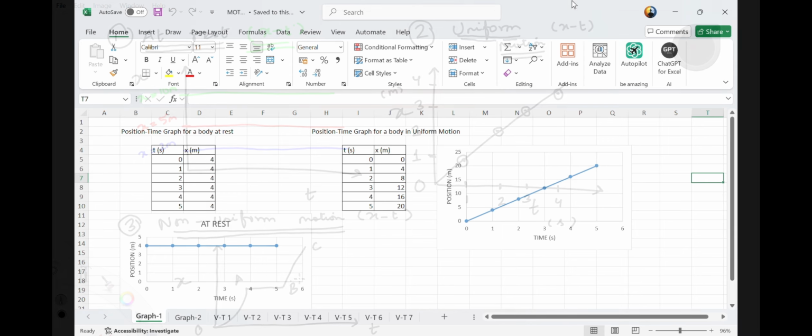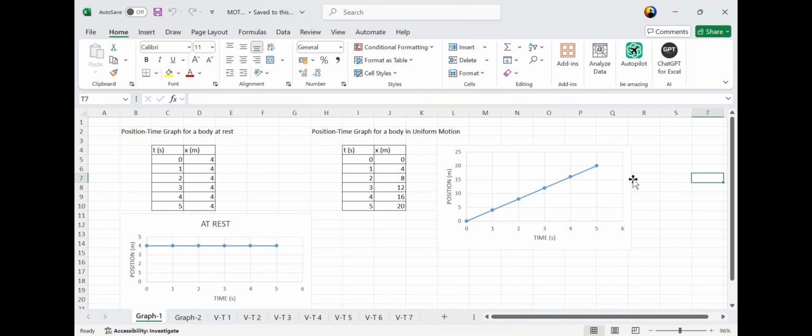So here are some position time graphs that I've drawn for you on MS Excel for all the cases: for a body at rest, for a body that is in uniform motion, and for a body that is undergoing non-uniform motion. So you have some live numbers over here that will give you a better feel, and the graph over here is obviously neater than a manually drawn graph.